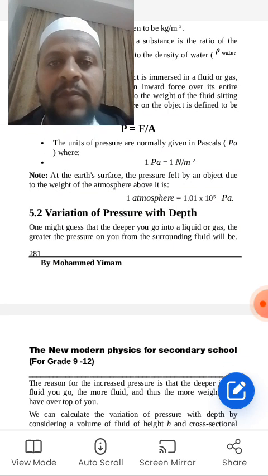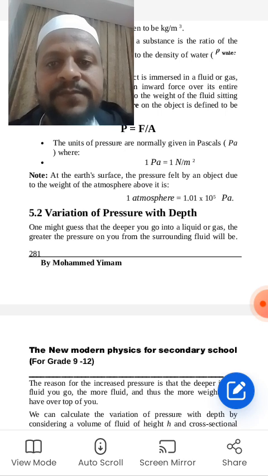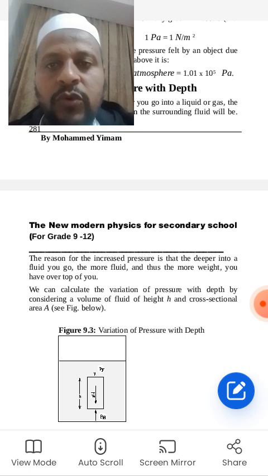Variation of pressure with depth. One might guess that the deeper you go into the liquid or the gas, the greater the pressure on you from the surrounding fluid will be. The reason for the increased pressure is that the deeper into a fluid you go, the more fluid and thus the more weight you have over top of you.